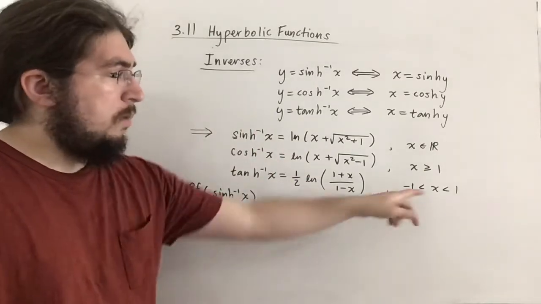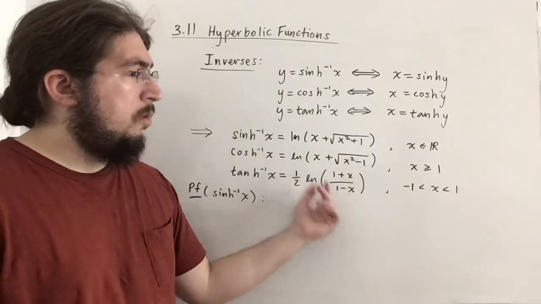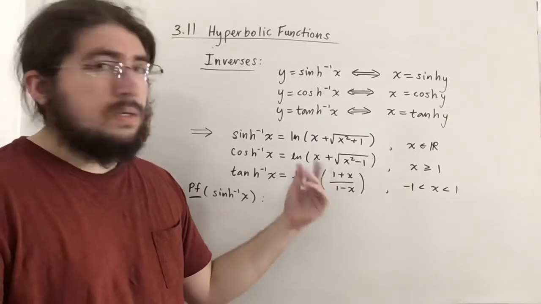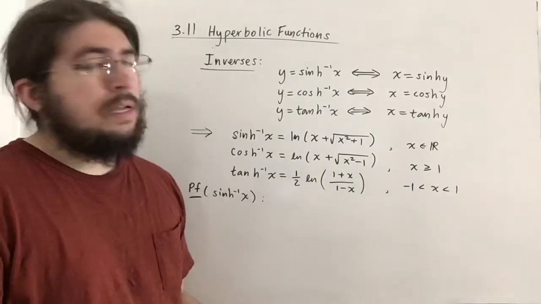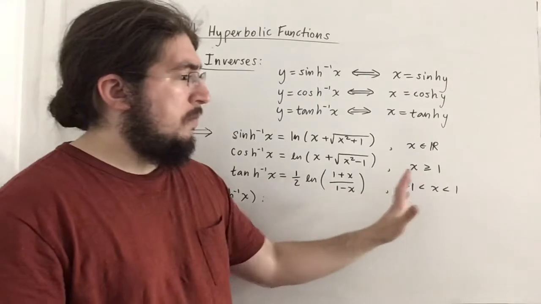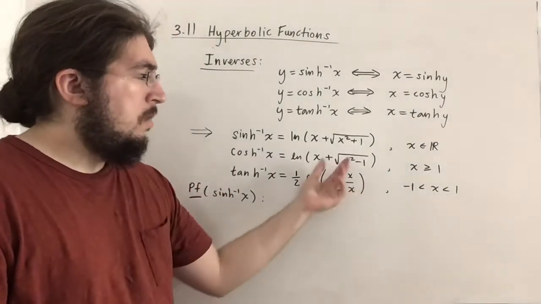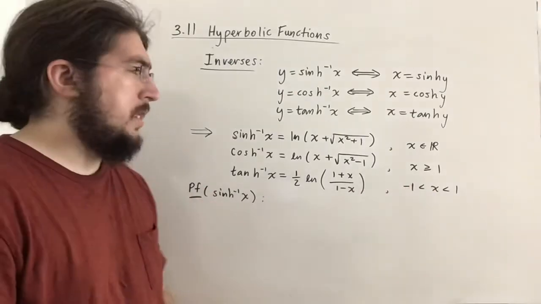So notice when you plug in 1, the denominator is 0. When you plug in negative 1, you get 0 over 2, which is 0. But ln of 0 is undefined. 0 is not in the domain of ln. Neither are negative numbers. And anything outside of that, bigger than 1 or less than negative 1, will result in this fraction being negative. So that's why we have this restriction here.